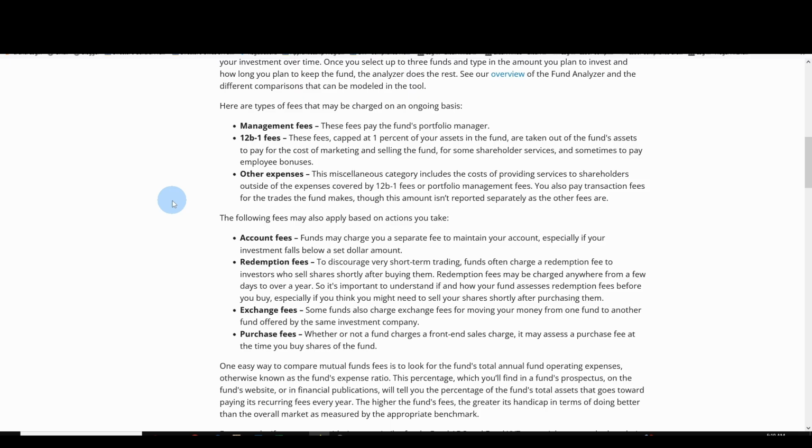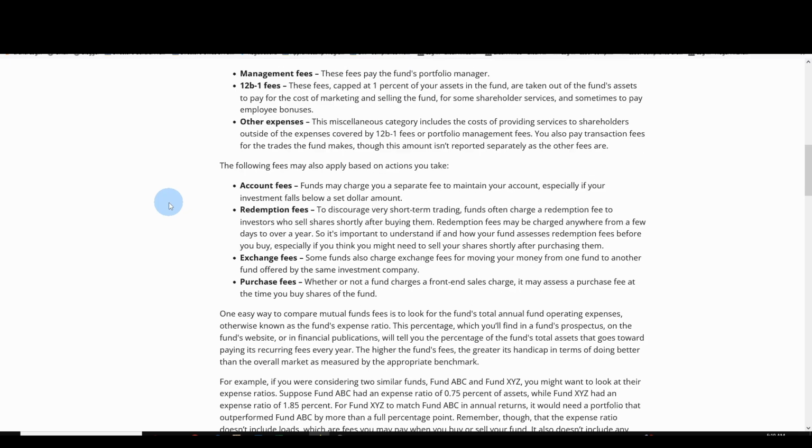You also pay transaction fees for the trades the fund makes, though this amount isn't reported separately as the other fees are. The following fees may also apply based on actions you take. Account fee: funds may charge you a separate fee to maintain your account, especially if your investment falls below a set dollar amount. Redemption fees discourage very short-term trading. Funds often charge a redemption fee to investors who sell shares shortly after buying them. Redemption fees may be charged anywhere from a few days to over a year. So it's important to understand if and how your fund assesses redemption fees before you buy, especially if you think you might need to sell your shares shortly after purchasing them.